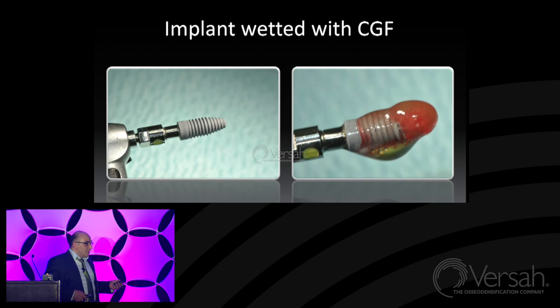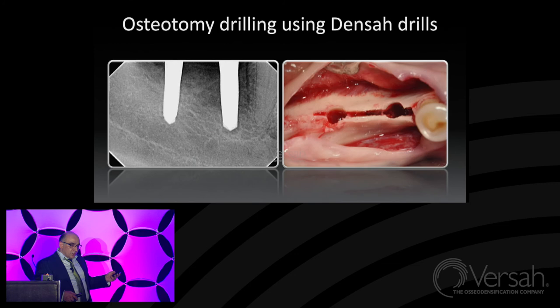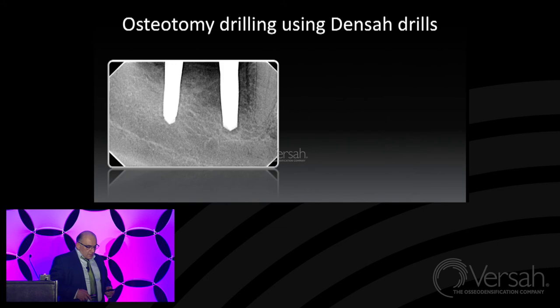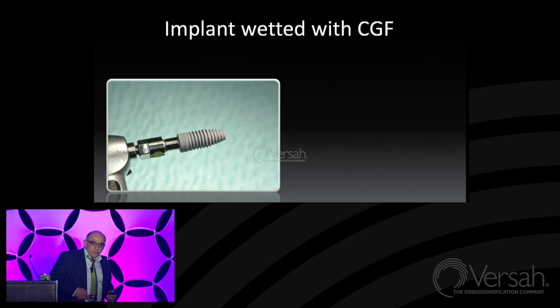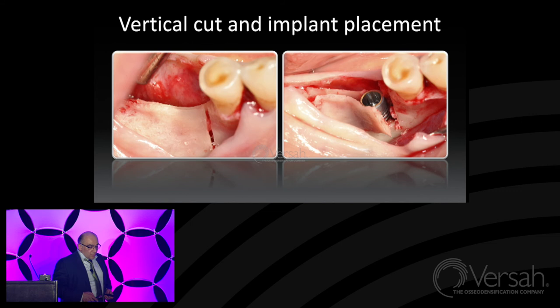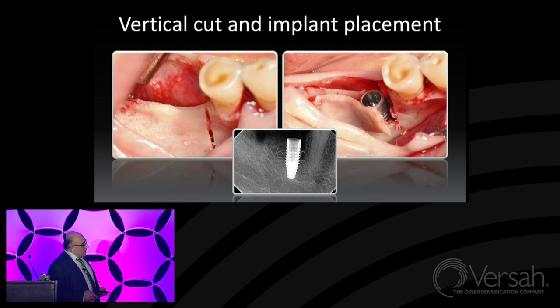I will show one vertical incision cut here. Here it is. Look at this. This is the vertical cut. We wet the implant with CGF and place the implant. Look at this photo. This is the vertical cut. Otherwise, we would destroy the vestibular wall, because there is practically zero medullary bone, only cortical plate from the vestibular and lingual side. But anyway, we place the implant.